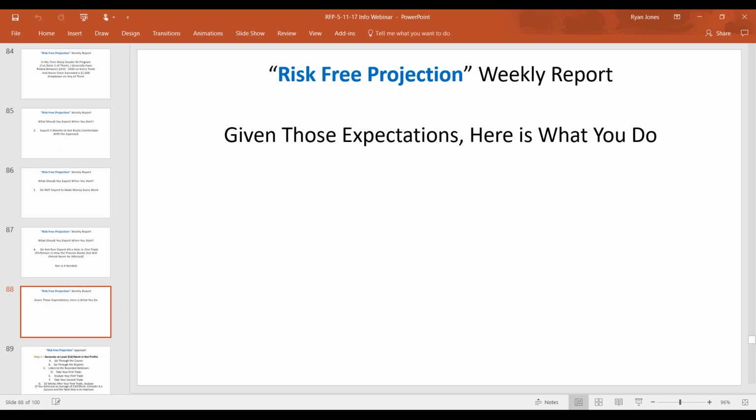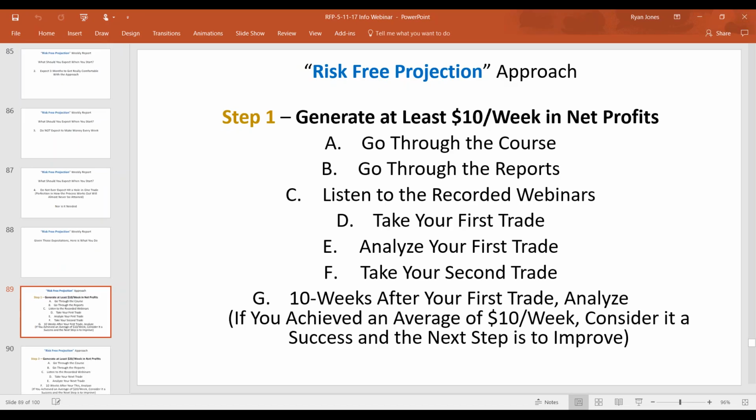Now, given those expectations, here is what you do. Number 1, again, you go through the course. So you get involved in the course, you go through it. Number 2, you go through the reports. Number 3, you listen to the recorded webinars. There's a lot of great stuff in all of that. Number 4, you take your first trade. You analyze that trade, make sure that you followed the process, followed the logic, followed the principles, and then you take your second trade. And then 10 weeks after you take your first trade, you analyze. And if you achieved an average of $10 a week, consider it a success.